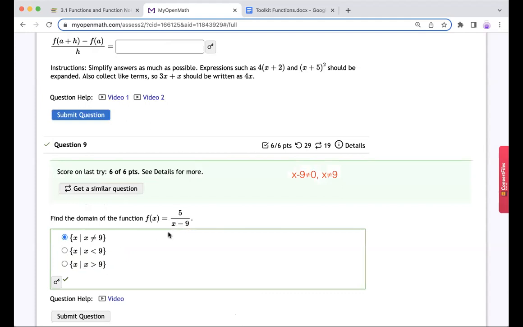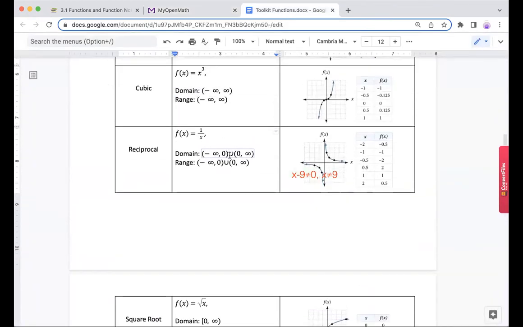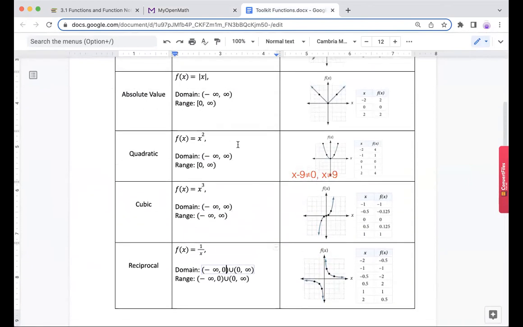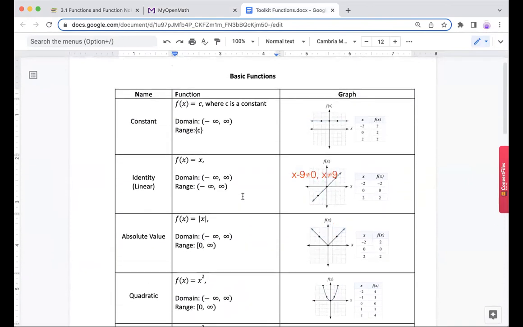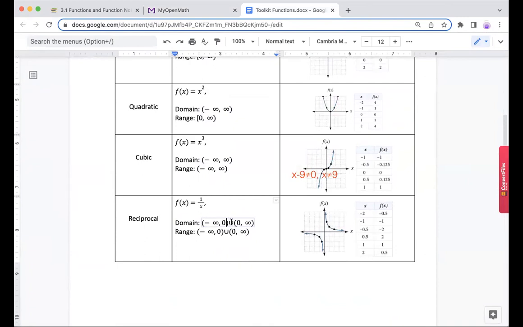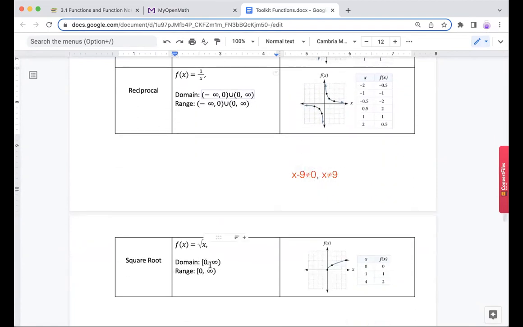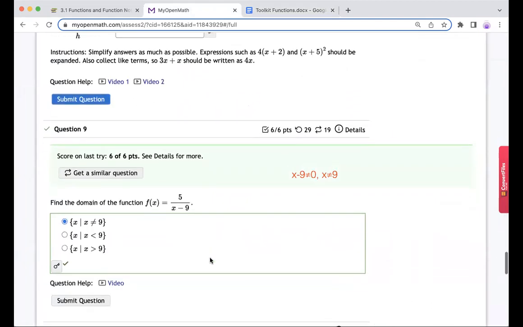Another thing to note: on the basic functions, you have the reciprocal function right here, and this is a special case. Everything else from here up has domain from negative infinity to infinity. But for the reciprocal, you have to be careful with the denominator. Make sure it's not equal to 0. And then you have the square root right here. You have to take everything positive.